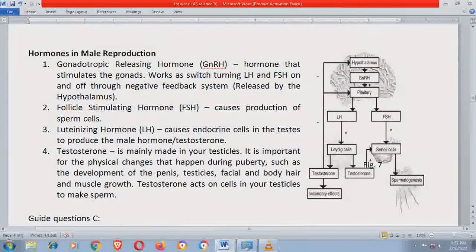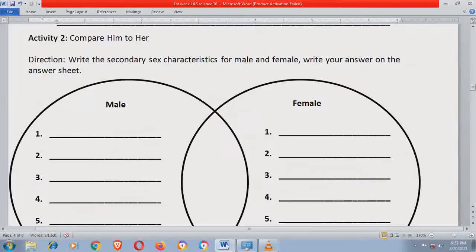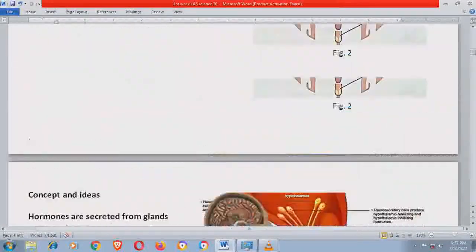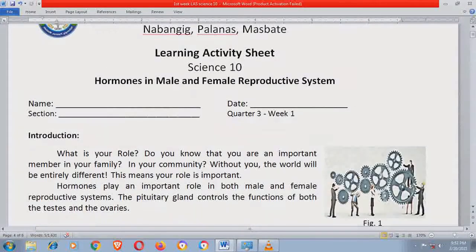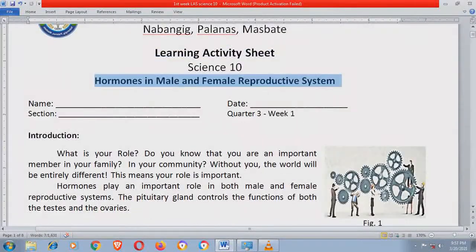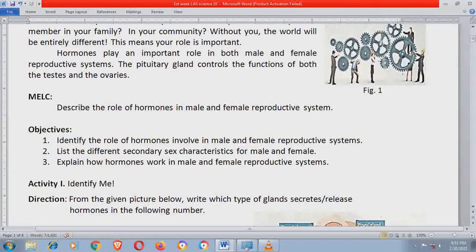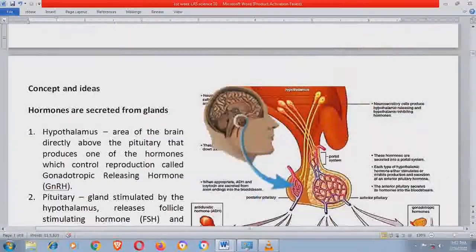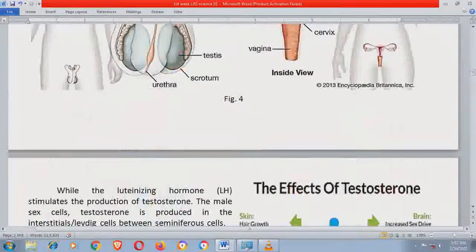Hormones in male reproduction. So, ito na yung mga hormones, pag-usapan na natin. So, gonadotropin releasing hormone. Ito yung mga hormones na involved. Remember that our topic, our title is hormones in male and female reproductive system, and dito describe the role of the hormones. Yan. So, minimit na natin yung objective natin.